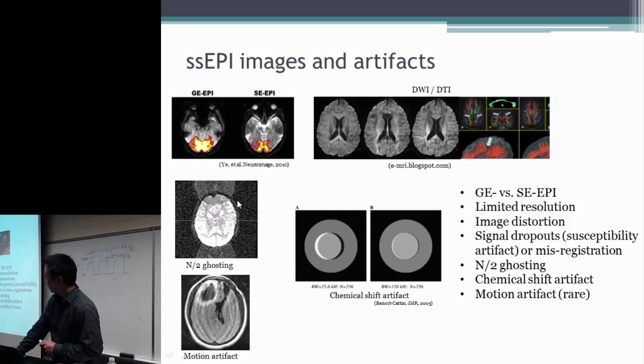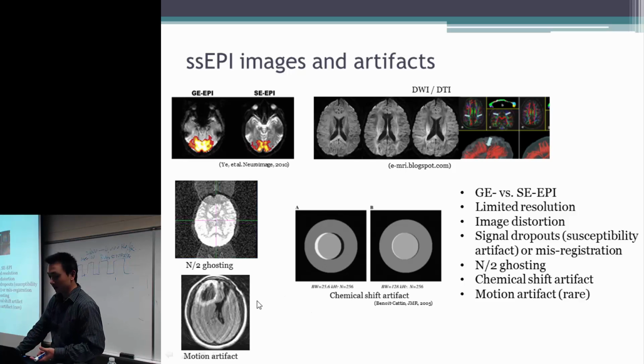So here is the N/2 ghosting. This is specifically related to EPI. We can see that the whole object is split in two and then shifted exactly by 1/2 of the FOV. This is caused by the phase discrepancy between the even and odd lines. And also, although the EPI is a very fast imaging, it still requires about 100 milliseconds to acquire the data. So if there is strong enough motion during this 100 milliseconds, which is still possible, then we can still see some motion artifacts.